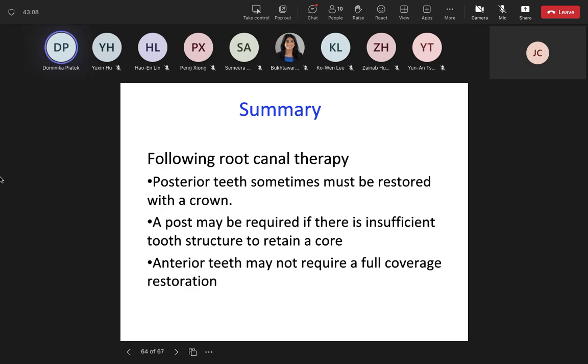And following root canal therapy, posterior teeth sometimes must be restored with a crown. A post may be required if there is insufficient tooth structure to retain a core. Anterior teeth may not require a full coverage restoration.